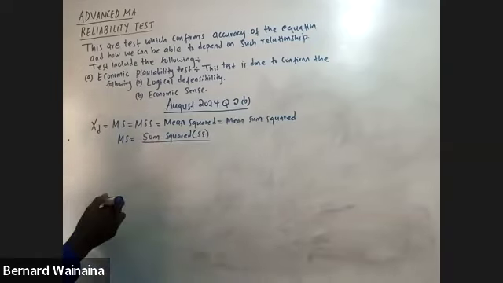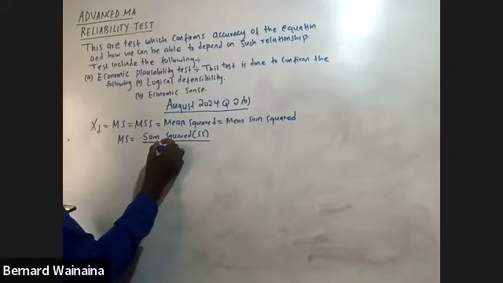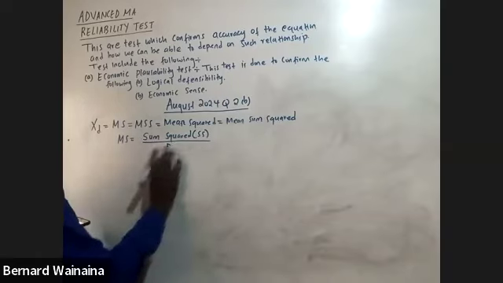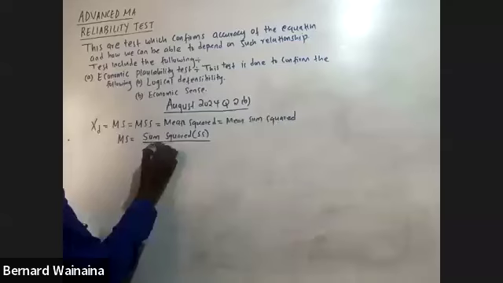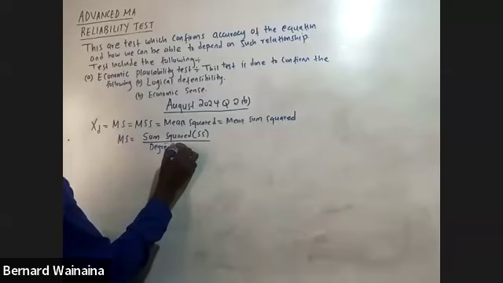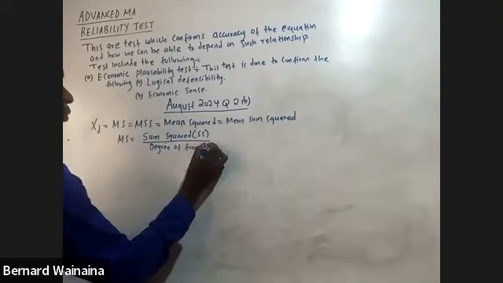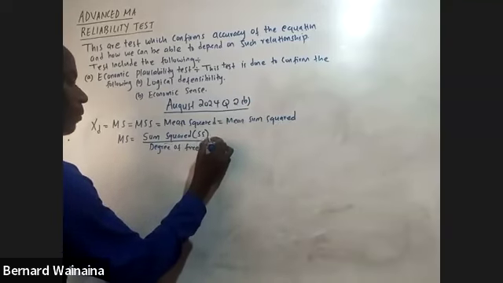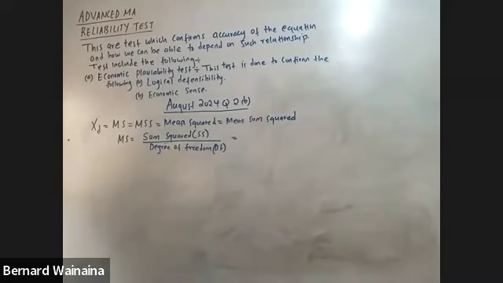After that, you divide it by the degree of freedom. The degree of freedom. Now what will it be? So let's find it. What will be the answer? Someone give me the answer.